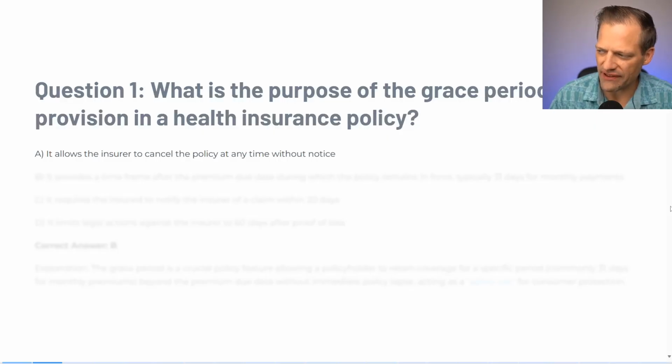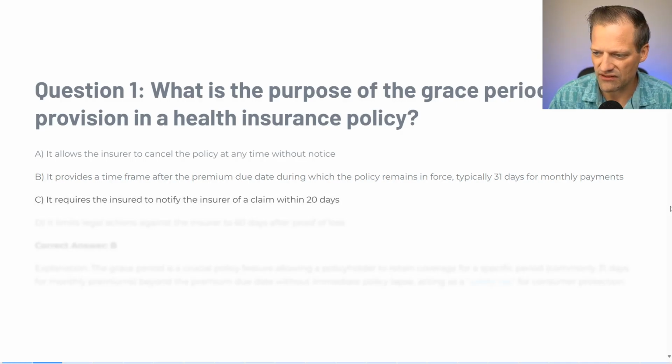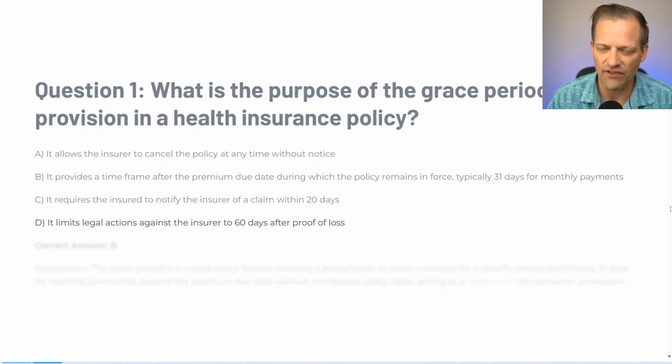What is the purpose of the grace period provision in a health insurance policy? Is it to A, allow the insurer to cancel the policy at any time without notice? B, provide a time frame after the premium due date during which the policy remains in force, typically 31 days for monthly payments? C, it requires the insurer to notify the insurer of a claim within 20 days. Or D, it limits legal actions against the insurer to 60 days after proof of loss.